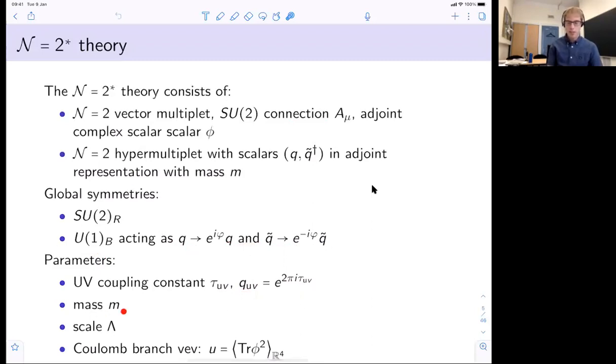In addition, we have the mass already mentioned, the mass of the hypermultiplet. There's also a minor dependence on the scale lambda of the theory. And as I will discuss in more detail later, there is a phase of the theory where the SU(2) gauge symmetry is broken to U(1), and this phase is parametrized by a complex parameter u, which is the trace of phi squared. So if this trace is different from zero, then we have broken the SU(2) gauge symmetry to a U(1) gauge symmetry in the effective field theory.